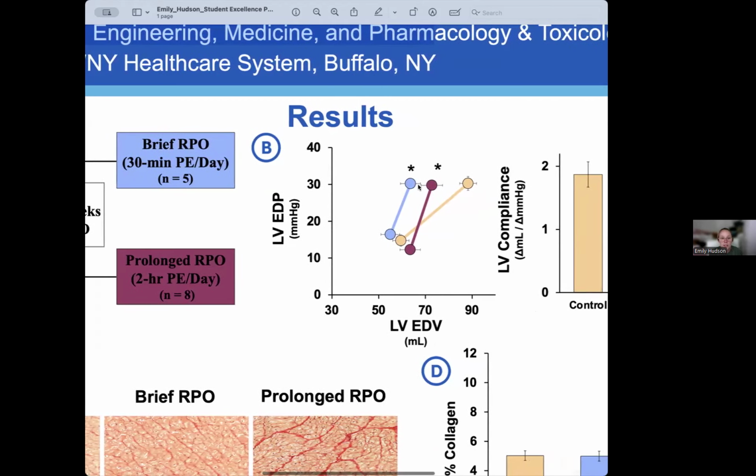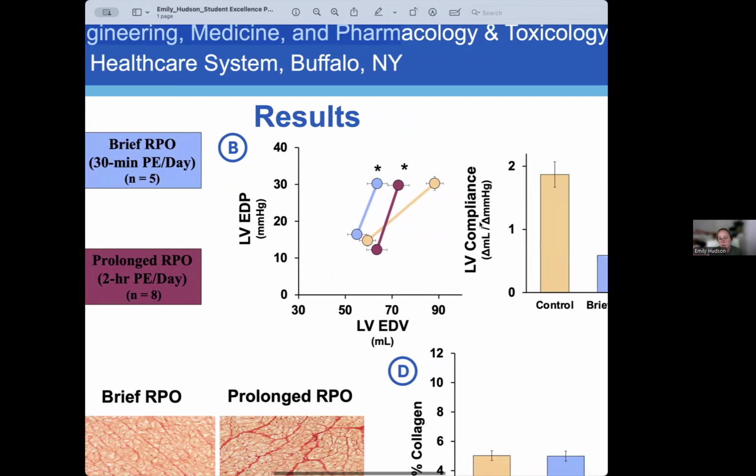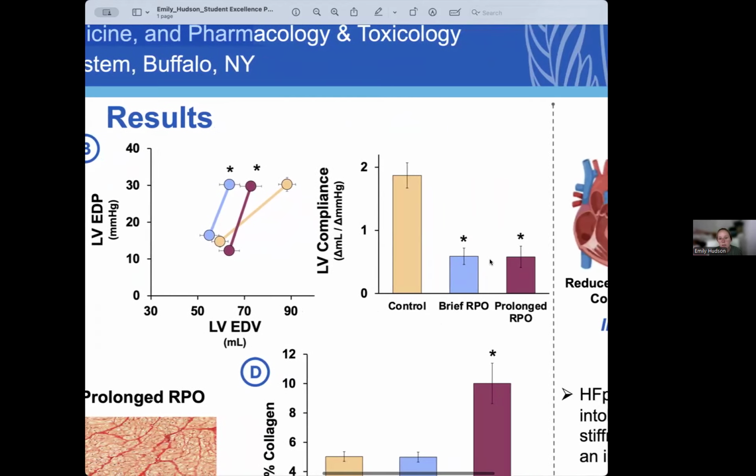So we can see here that the brief group, this blue line, compared to the prolonged RPO group, this red line, the slope of the line is very similar, meaning that they have a similar amount of reduced compliance as compared to the control, which is not very steep. So here's another way of visualizing that data. Brief RPO and prolonged RPO have a reduced compliance, or an increase in stiffness, whereas the control animals are unaffected.